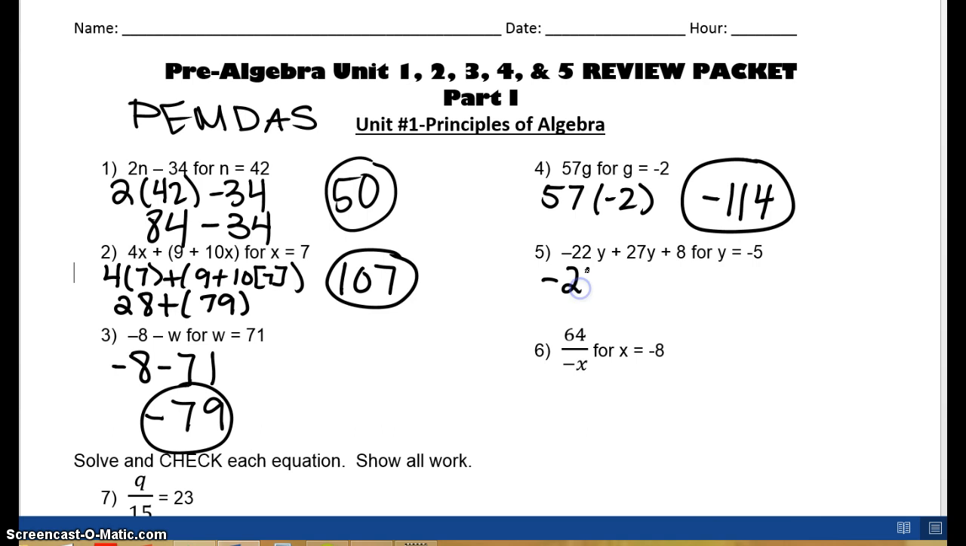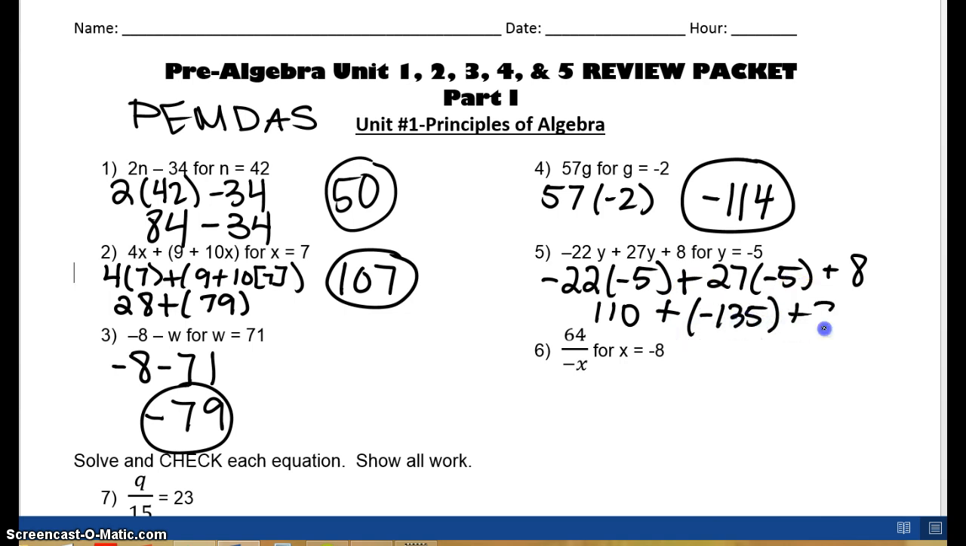Number 5, negative 22y plus 27y plus 8 for y equaling a negative 5. So again, our first step is to plug in our variable, the number for our variable, which is negative 5. Always take this step, plug in that number for our variable before you try and solve. So negative 22 times a negative 5 is 110 plus a negative 135 plus 8. So again, now we go left to right. Since we only have addition left, we go from the left to the right, just like we read. And 110 plus a negative 35 is a negative 25 plus 8 is negative 17.